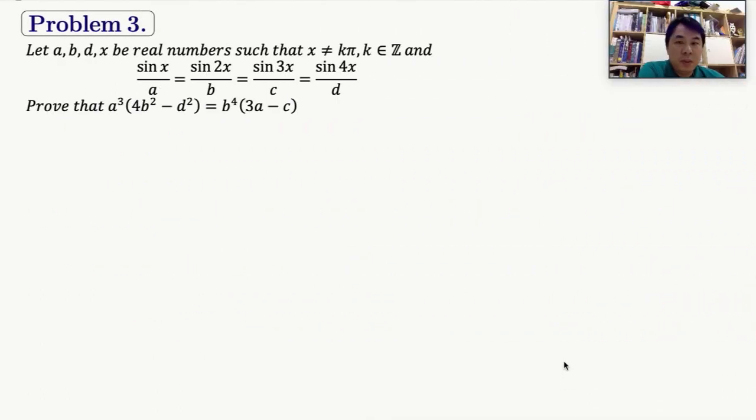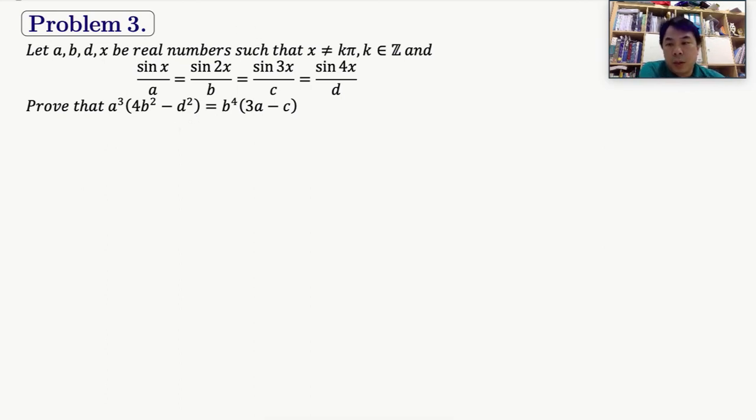Third, math problems. Okay, now let's read through. In this case, we let a, b, c, d, x be all real numbers such that x is not the same as a multiple of k pi, where k is an integer, and it satisfies this equation. So our main objective here is to prove that a cubed (4b squared minus d squared) is equal to b to the power of 4 (3a minus c). So that's our intention here.